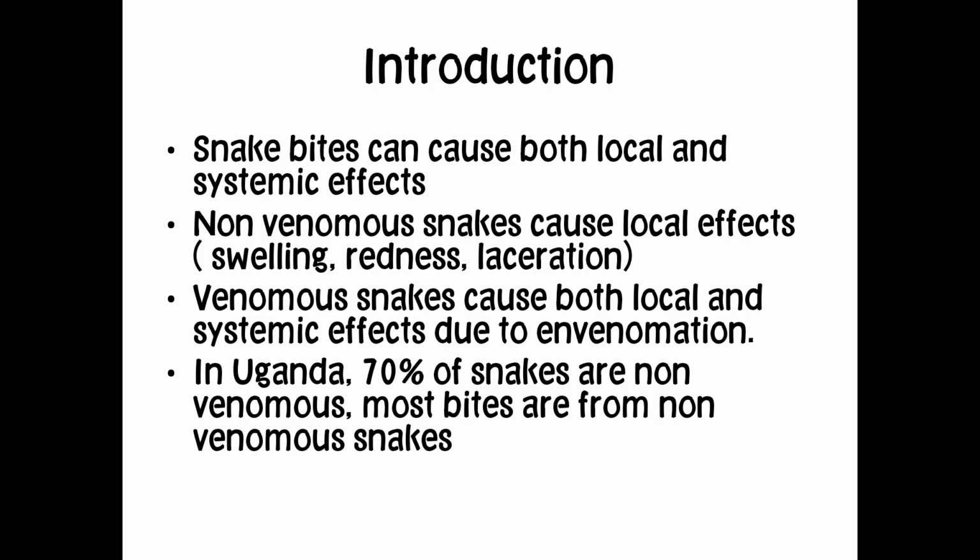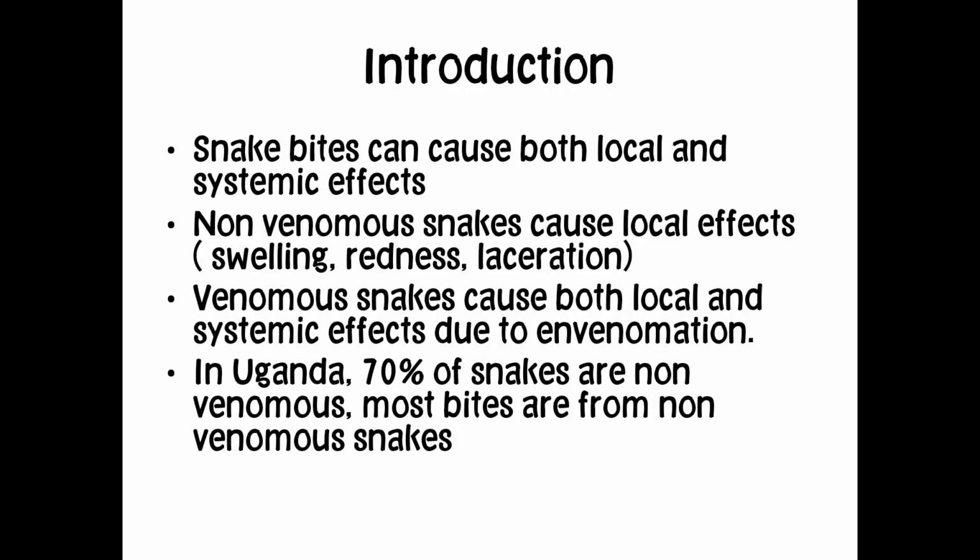Snake bites can cause both local and systemic effects. Non-venomous snakes, following their bites, cause local effects. These are features of inflammation such as swelling, redness, and laceration. While venomous snakes cause both local and systemic effects due to envenomation.